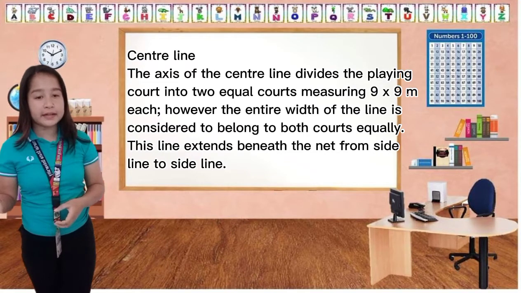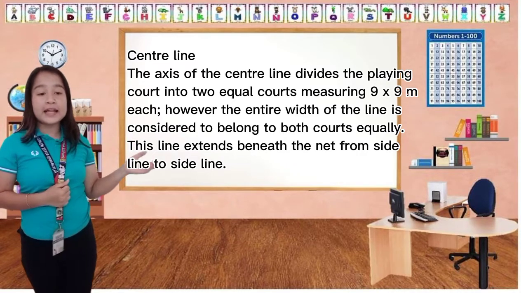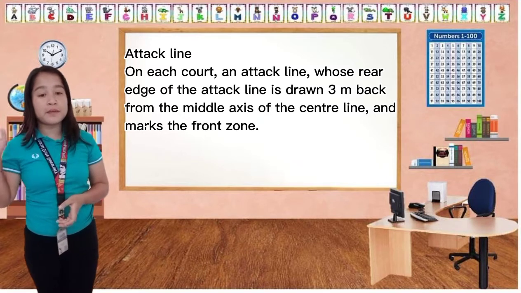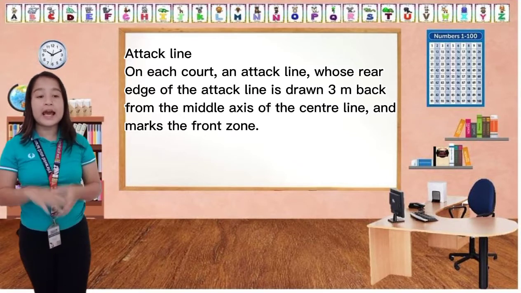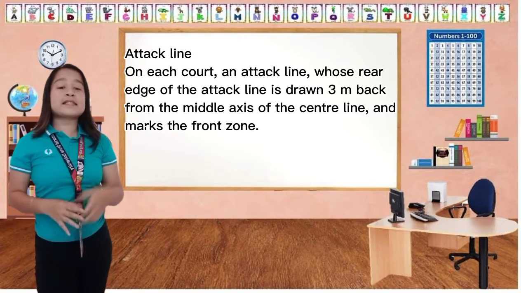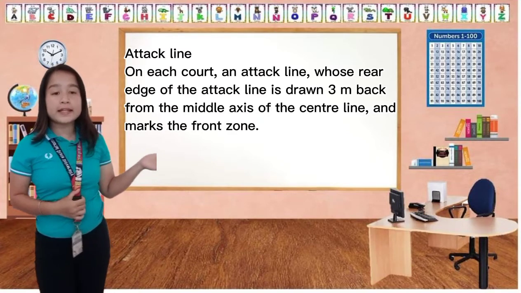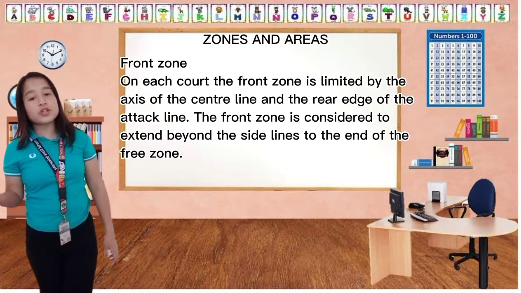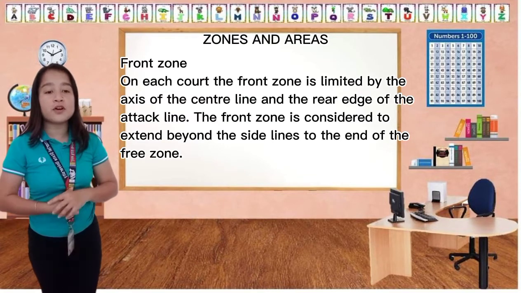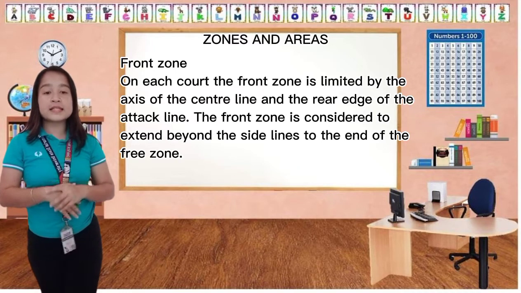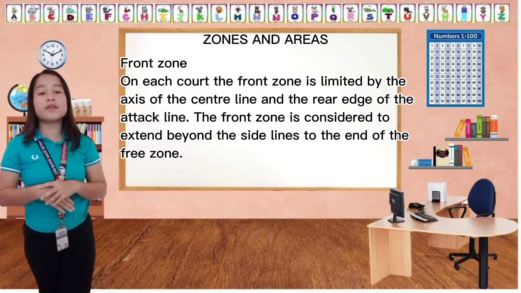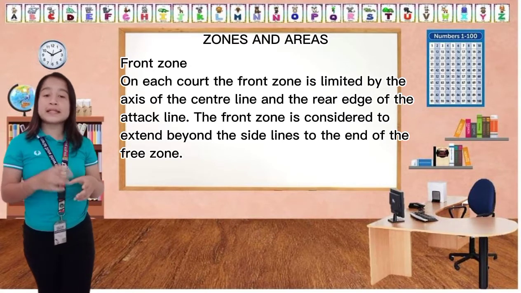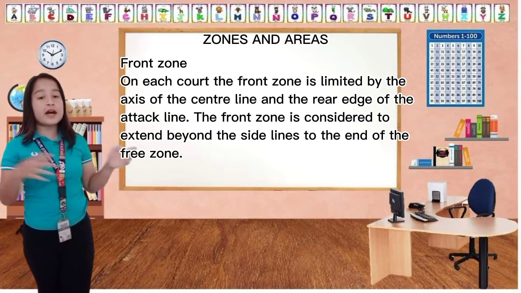Then the attack line. On each court, an attack line is drawn whose rear edge is 3 meters back from the middle axis of the center line and marks the front zone. Okay, let's move on to the zones and areas. So the front zone, on each court, is limited by the axis of the center line and the rear edge of the attack line. The front zone is considered to extend beyond the sidelines to the end of the free zone.